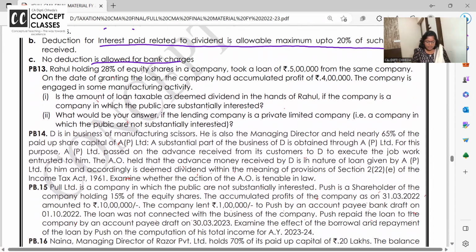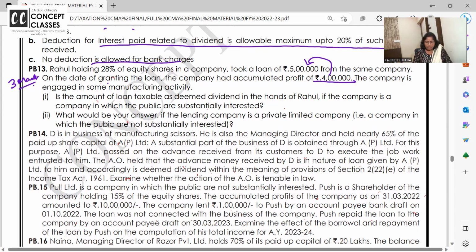Rahul is holding 28% equity shares. This is already an exam problem for 3 marks. If you want, you can write. Rahul has 28% equity shares. So is he having a substantial interest in the company? More than 10% shares, more than 20% profit. He took a loan of 5 lakh from the same company. On the due date of granting the loan, the company had accumulated profits of 4 lakh. And how much loan did the company give to Rahul? 5 lakh. The company is engaged in some manufacturing activity.